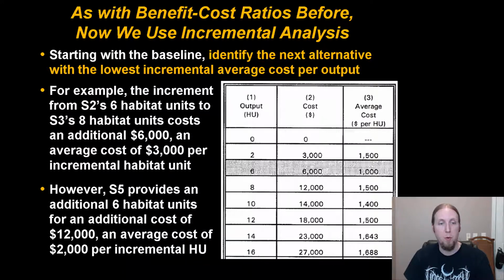So that's the one that we're going to pick next and say, if we're going to keep spending more in order to achieve more protection, this is the one that we'll choose. We're going to choose the one that has the lowest average incremental cost.